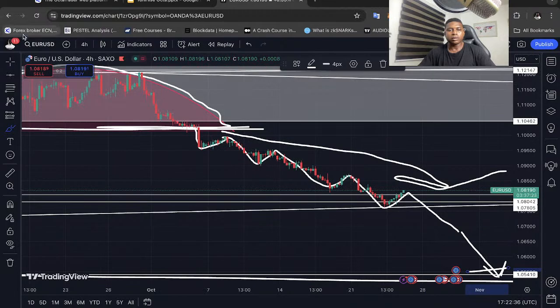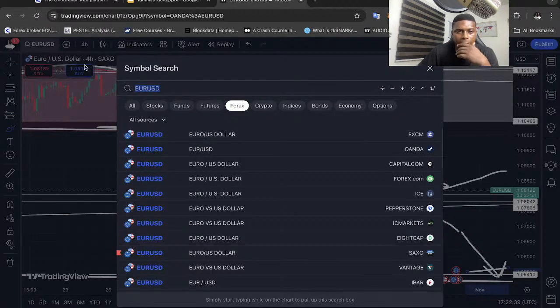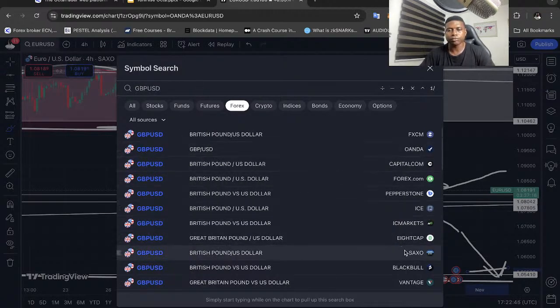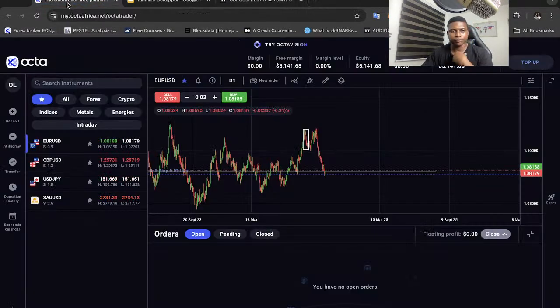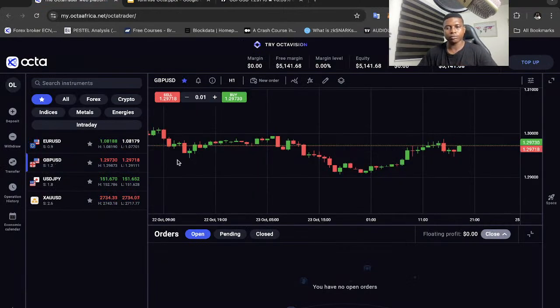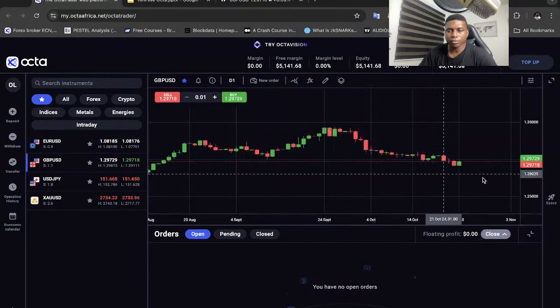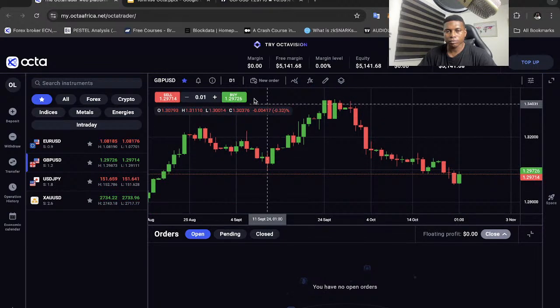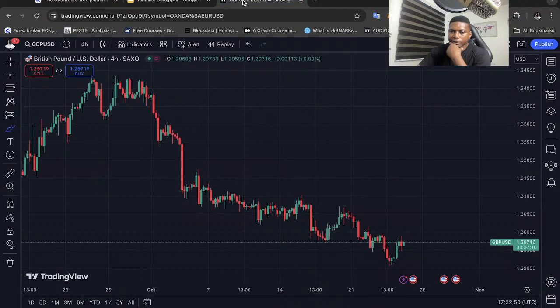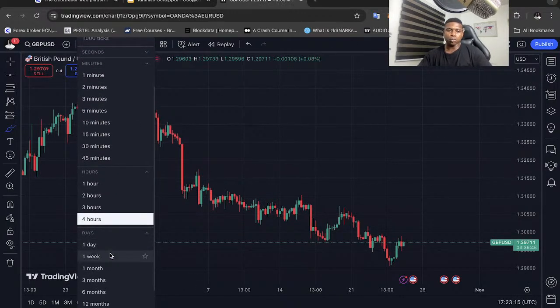So let's go to GBPUSD. Okay, so now on GBPUSD, we want to analyze what the current market is saying and what our position would be.